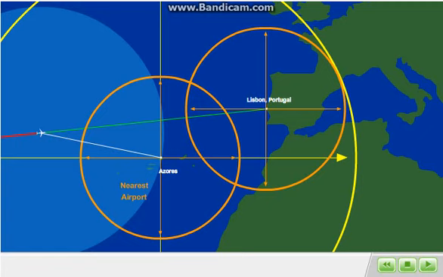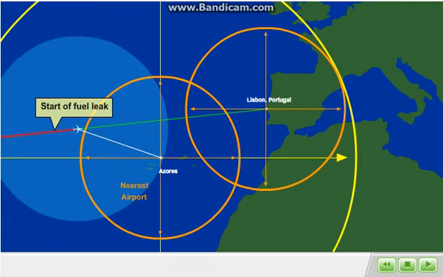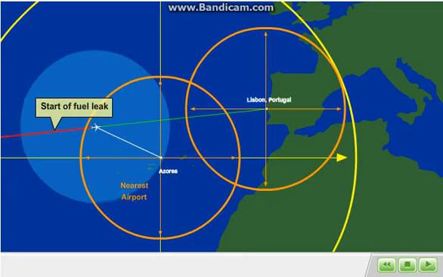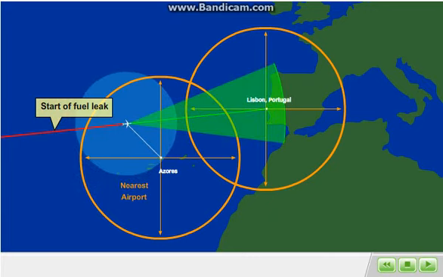The investigators determined that the fuel leak in the right engine began at 4:38 Coordinated Universal Time, just before the airplane reached the 60-minute circle of Lajes, known as the ETOPS exit point. As the fuel leak grew larger, there came a point where the airplane no longer had enough fuel to fly to its destination of Lisbon. Initially, there was enough fuel to fly to Lajes.